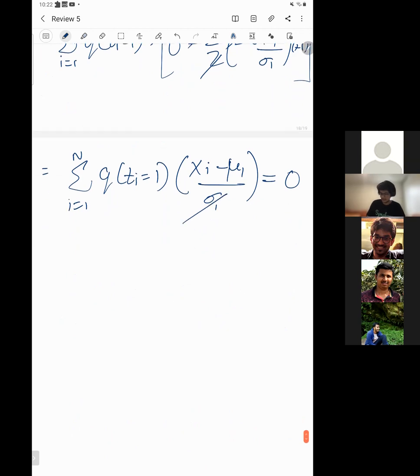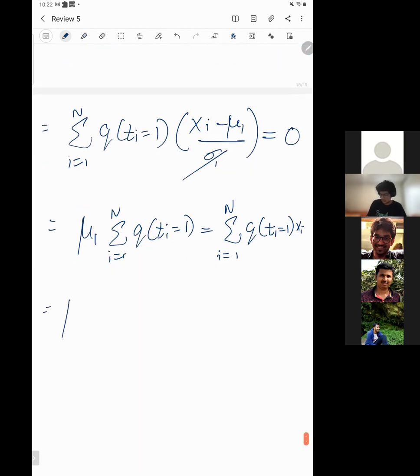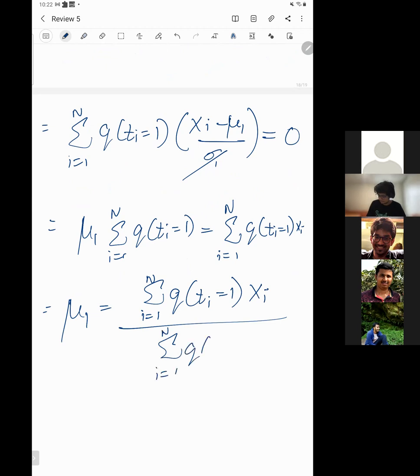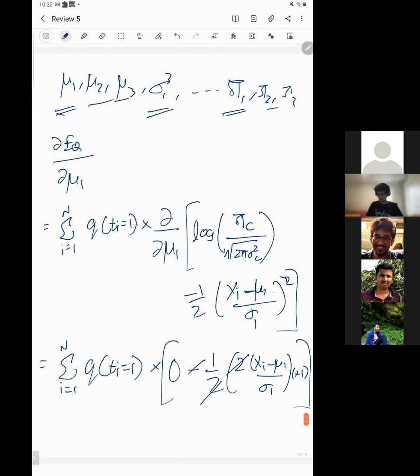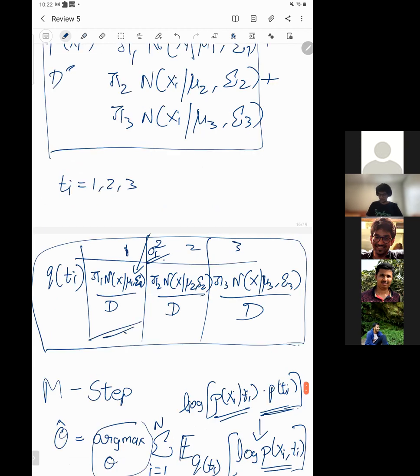So this sigma 1, you can cancel it, and then what we would have is simply nu1 times the summation is equal to the summation of i equals to, and from that you would have nu1 equal to. And this value of q of ti equals 1 you obtain from here, this thing, and this d is this thing.